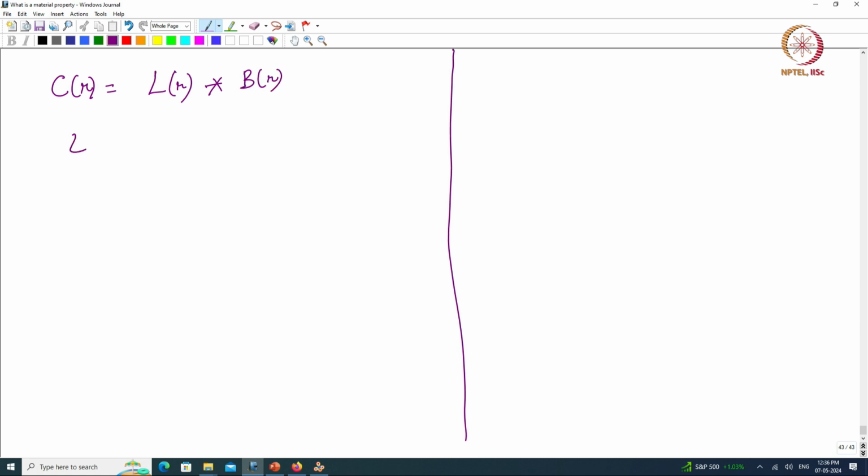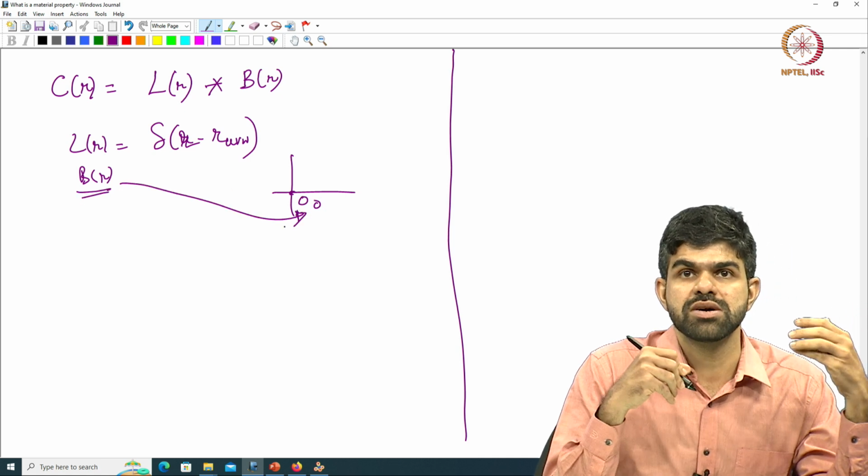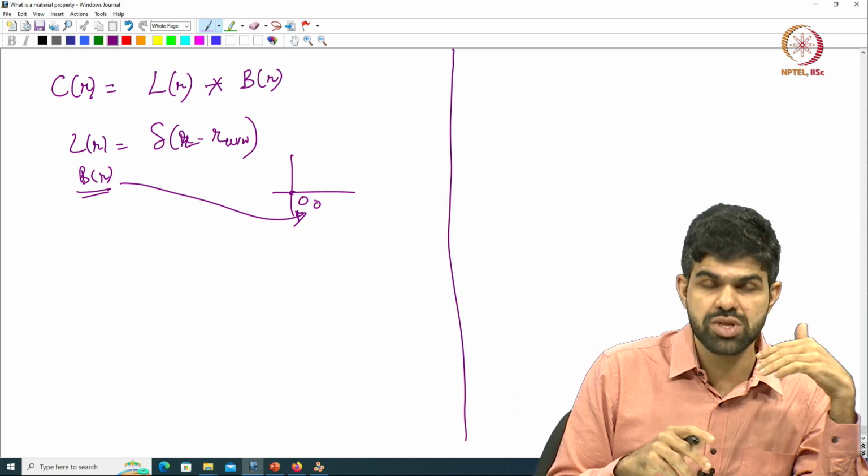Now, L of R is your delta function, delta of R minus U, V, W. These are all at different lattice points. Now, B of R is just your motif. It can be a spider, it can be this set of two atoms. So, this is the real function that describes the fundamental unit that is periodically repeating according to the template of the lattice.